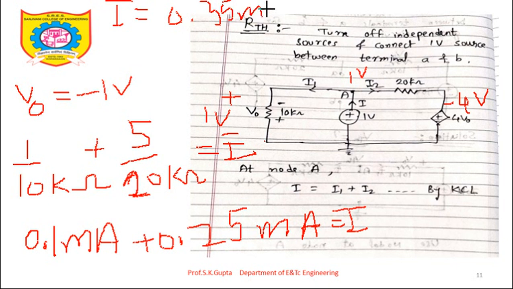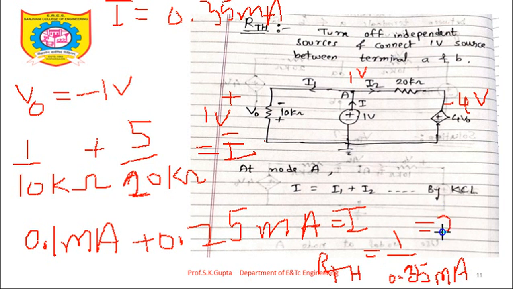Then what is RTH? RTH is 1 volt upon I. So 1 volt upon 0.35 milliampere. Just get the answer in the calculator. I would recommend whenever you are listening the lecture of network theory, you should always keep calculator with you. 1 upon 0.35 milliampere is 2.85 kilo. This milli will come in the numerator, so it becomes kilo. So 2.85 kilo ohm is the answer for RTH.